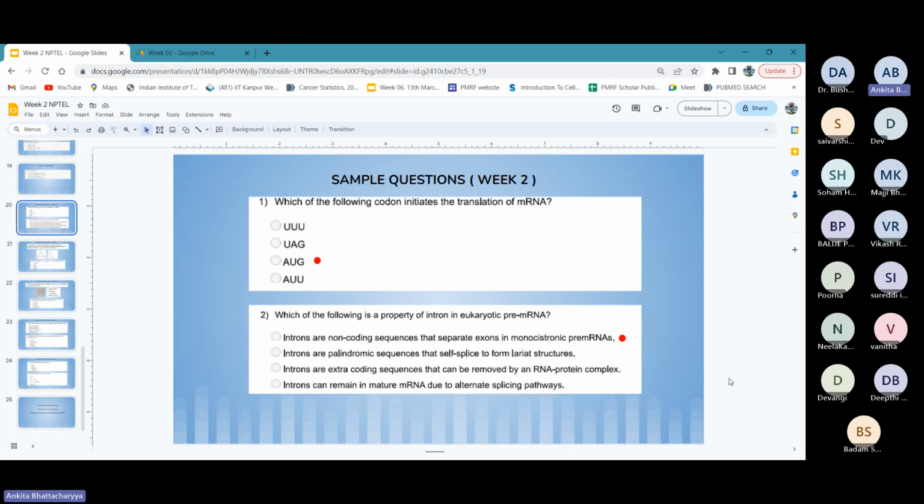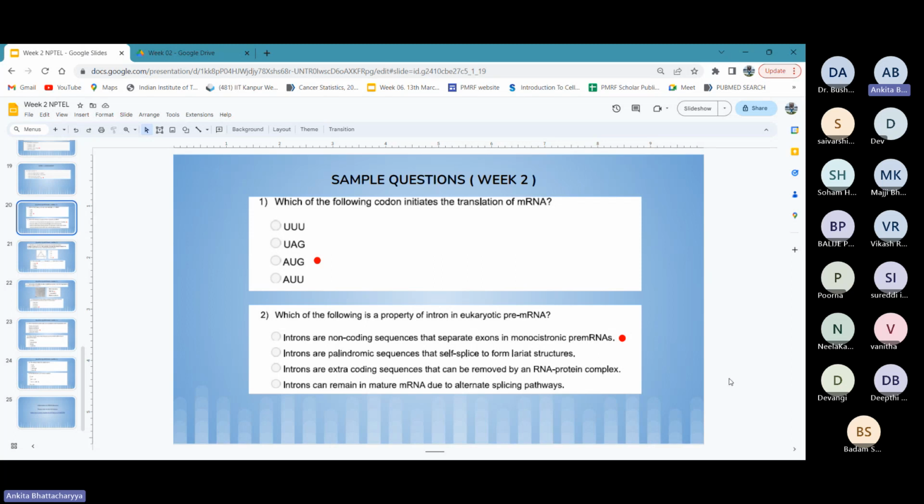Then in question 2, we were asked which of the following is a property of introns in eukaryotic pre-mRNA? Make sure you look at the terminologies carefully. You have eukaryotic pre-mRNA, and obviously you have the presence of introns because it is eukaryotic. So you're being asked about introns in general. Which of the following is true? They are non-coding sequences that separate exons in monocistronic pre-mRNAs. The answer is true. They are palindromic sequences that self-splice to form lariat structures. No, that is false. Lariat structure formation is something that occurs in the case of splicing.